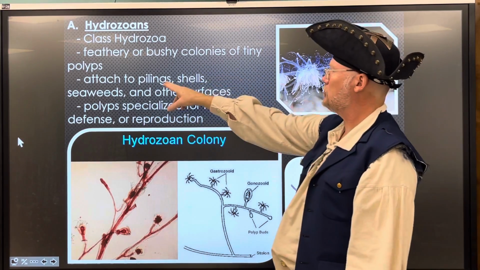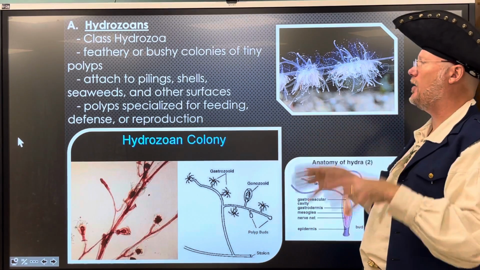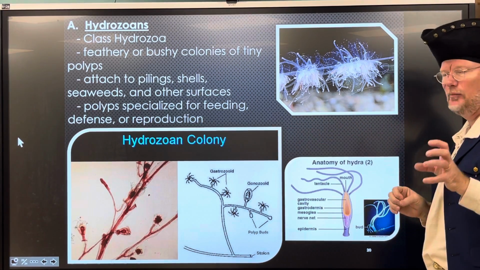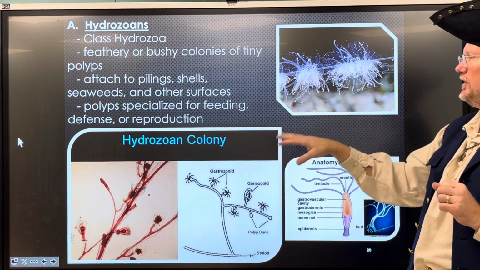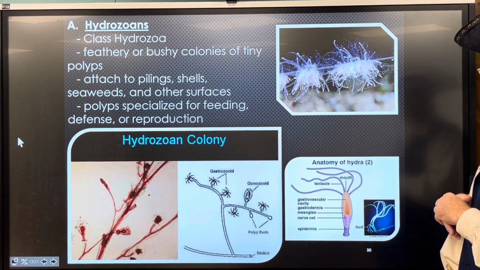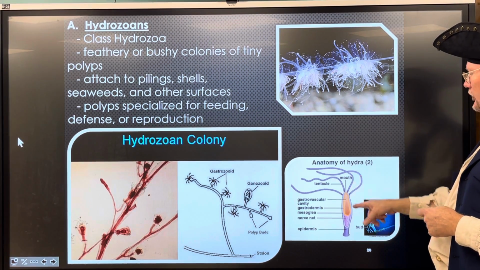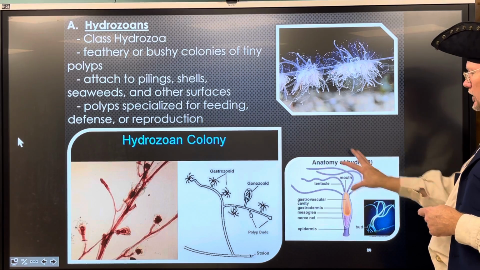So again, attached to pilings, shells, seaweeds, virtually every surface out there is covered by these guys. They have polyps that have special functions for feeding, defense, or reproduction. So this is an anatomy of one, mouth, tentacles, just like an anemone.